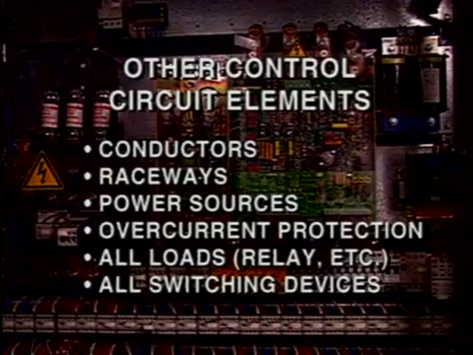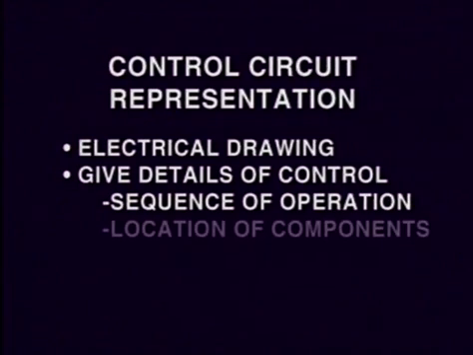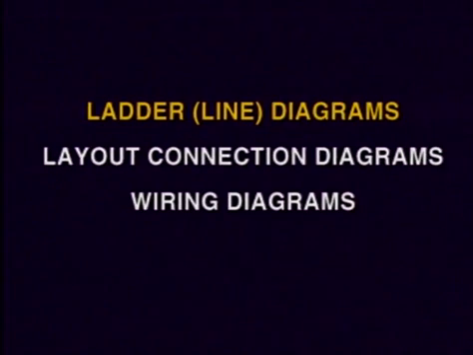These control circuits are represented in electrical drawings or diagrams which essentially give you the complete storytelling of the process or machine control, from the sequence of operation and instructions to the location of the components which form the control circuit. These diagrams are called ladder or line diagrams, layout and connection diagrams, and wiring diagrams.